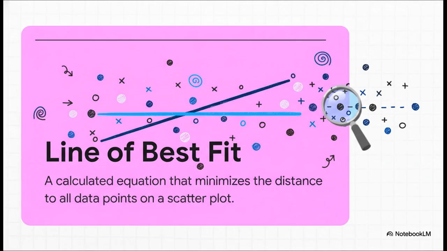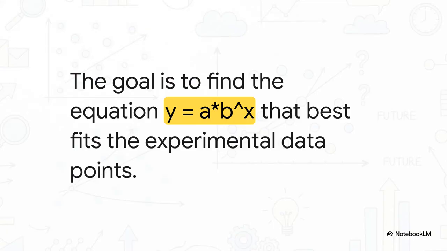Okay, this is where it gets really, really powerful. This line isn't just a drawing on a graph. It's a mathematical equation. It's a recipe. So for a trend like radioactive decay, which we know is exponential, the equation often looks something like y equals a times b to the x. The whole game here is to find the perfect numbers for a and b that create the one single line that best fits our data.